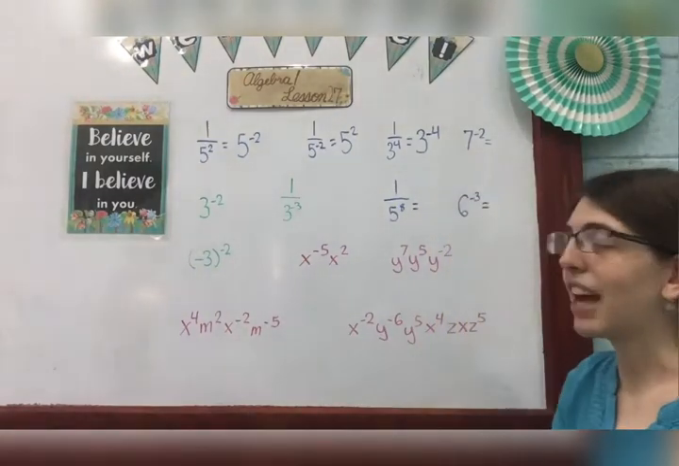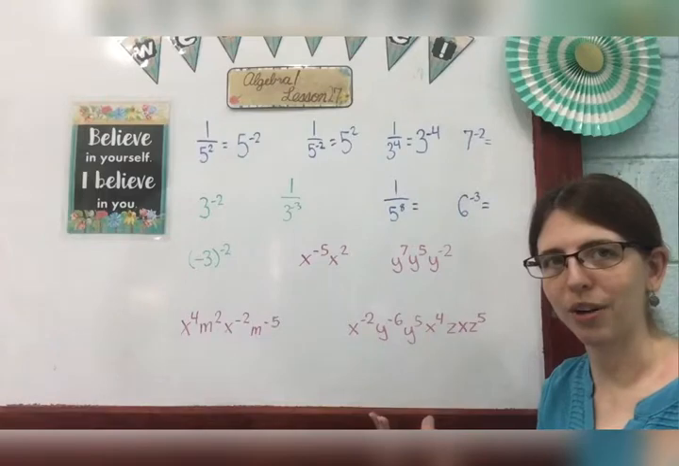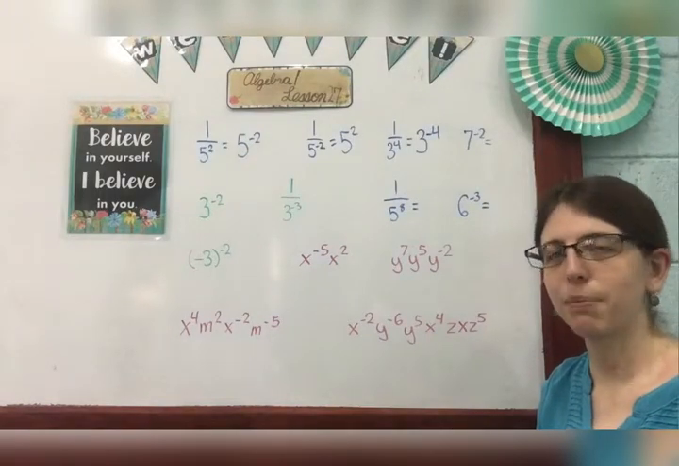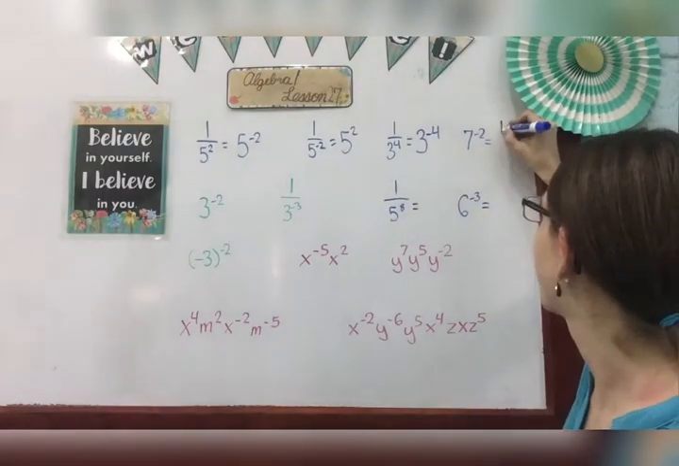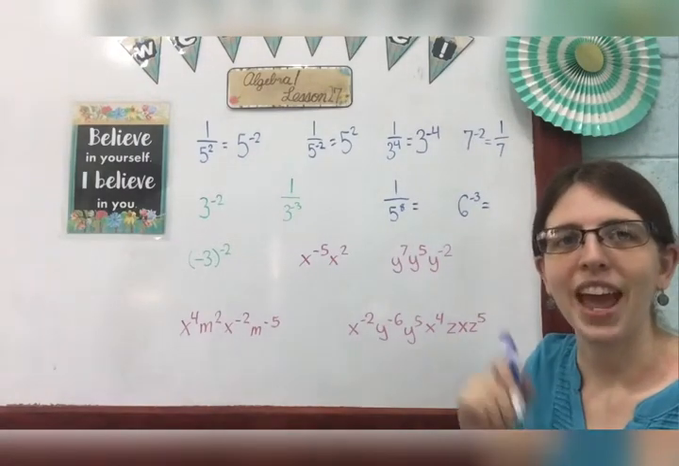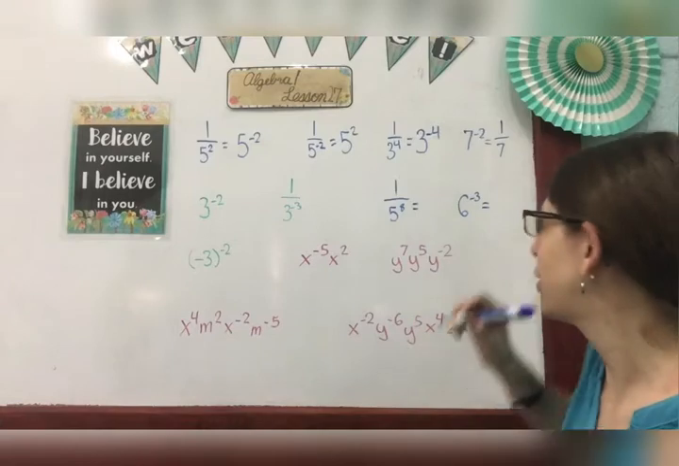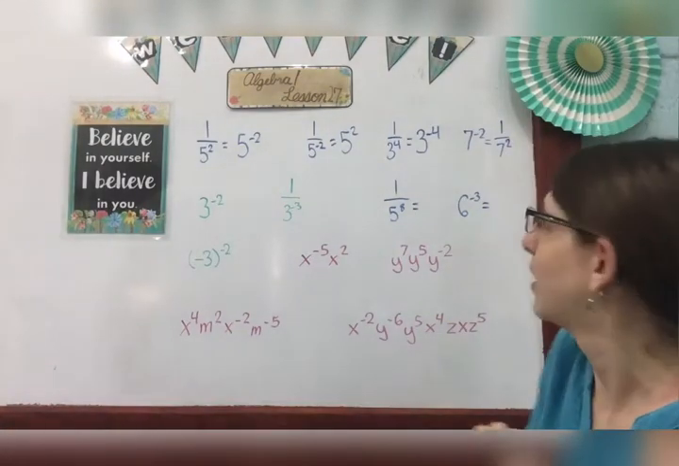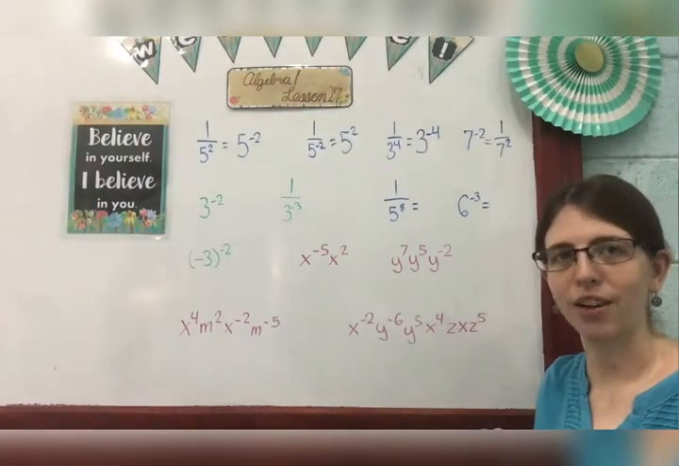Here I have 7 to the negative 2 power. So to do the reciprocal, I now put 7 in my denominator. 7 in the denominator, and then I change my sign from a negative 2 to a positive 2. So 1 over 7 squared.